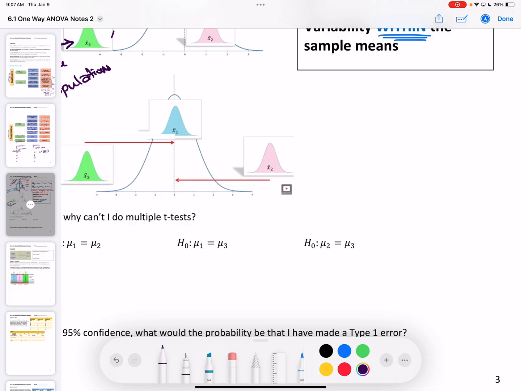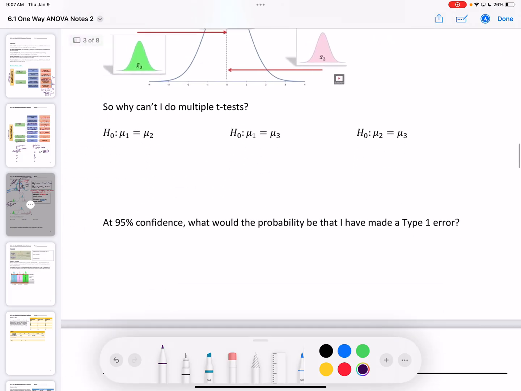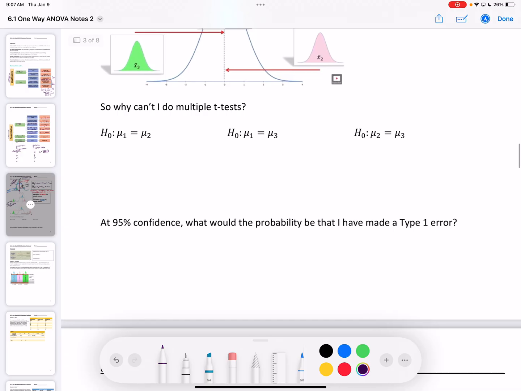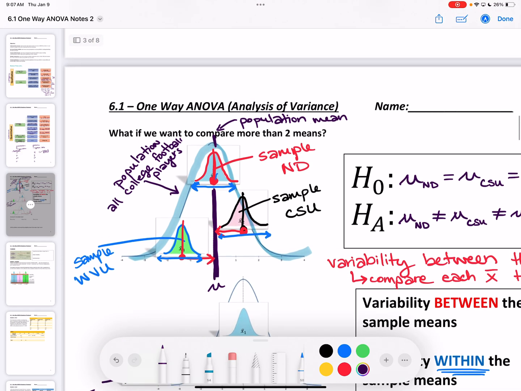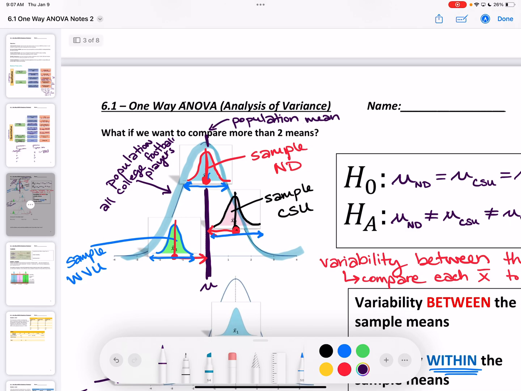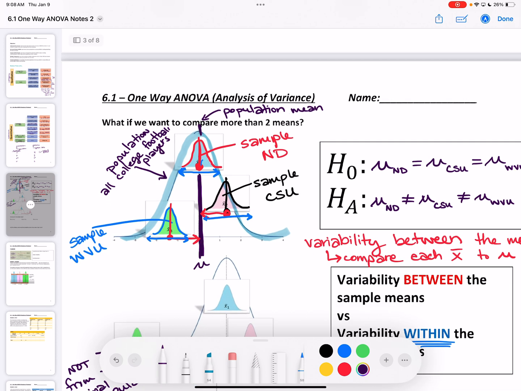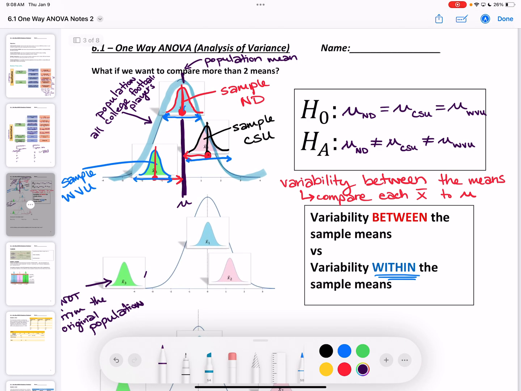Okay? All right, so why can't I do multiple t-tests? Why am I going to run an ANOVA test? Which, by the way, I do want to point out, because maybe I didn't emphasize it. One-way ANOVA is called analysis of variance. That confuses some people because they're like, wait a minute, we're not testing the variances. We're testing the means. But you're looking at how those means vary from one another, okay?